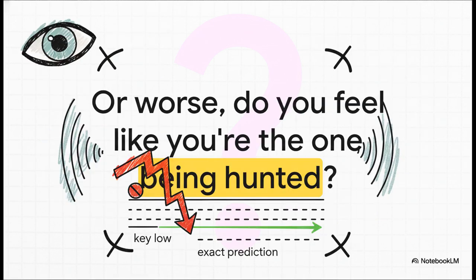Or how about this one? This is even worse. You set what you think is a perfect stop loss, just below a key low. And what happens? Price wicks down, snags your stop by a single tick, and then, boom, it reverses and goes exactly where you thought it would. It feels personal, doesn't it? Like the market is literally hunting for your stop. Well, what if I told you that's exactly what's happening?